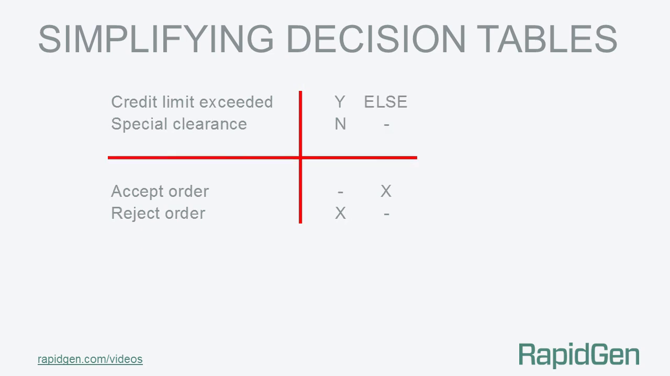In simplifying the decision table, we have logically reduced the 8-rule table to 1 rule and the else rule. The resulting decision table is to only reject the order where the customer has exceeded their credit limit and they don't have special clearance. Otherwise, we will accept it.